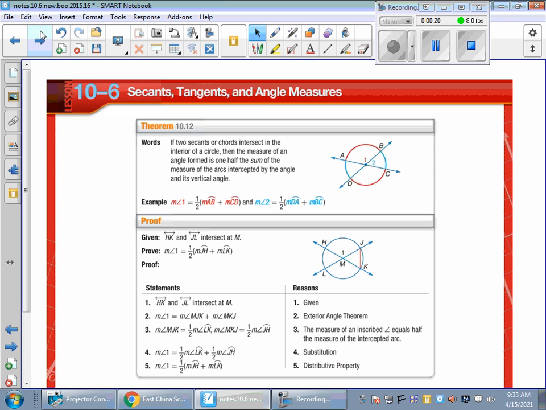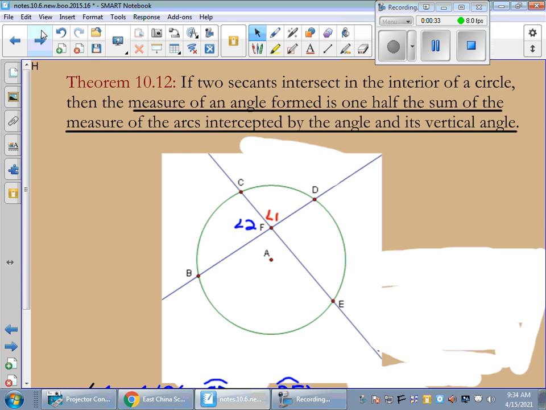So definition here, theorem here: if two secants or chords intersect in the interior of a circle, the measure of an angle formed is 1/2 the sum of the measure of the arcs intercepted by the angle. Here's a better look right here. Same concept on this little slide here.